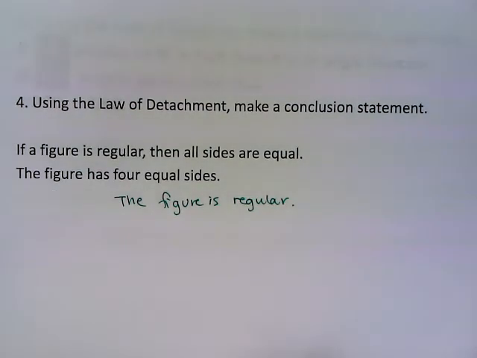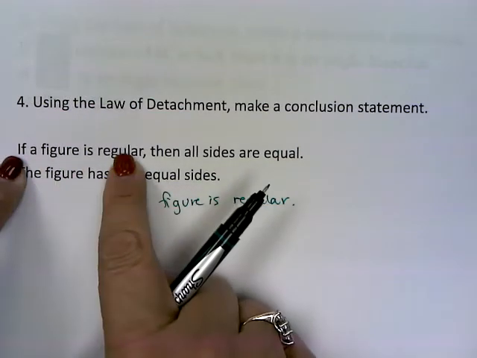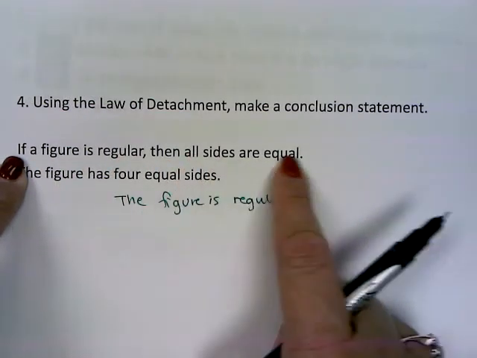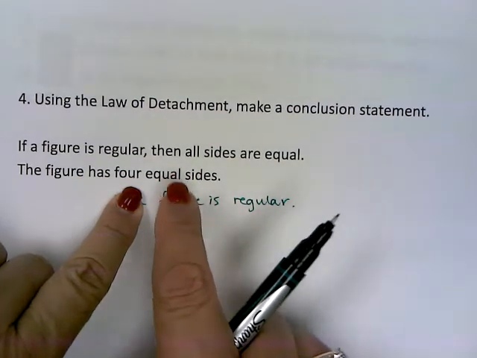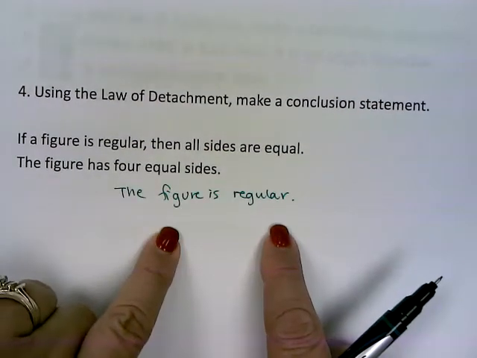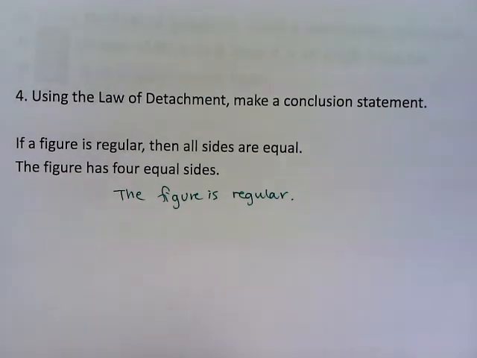It doesn't ask, hey, is it a square? Hey, is it a rhombus? That's not what it's asking. It's saying, if the figure is regular, then all my sides are equal. Now I've got 4 equal sides, so what can I conclude based on the given information? That my figure is regular. We're not drawing extra conclusions. We're not putting extra information in.